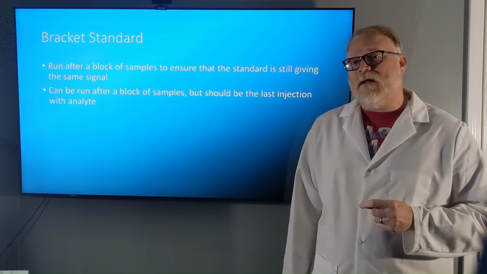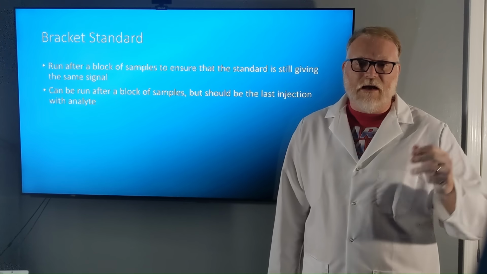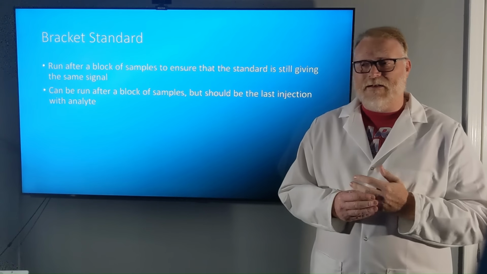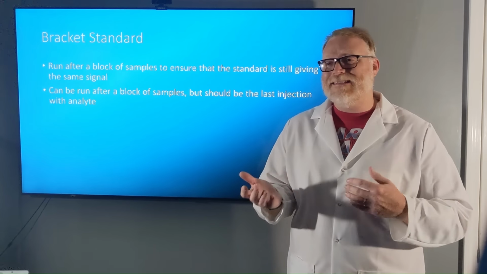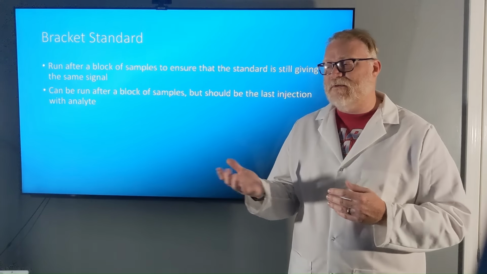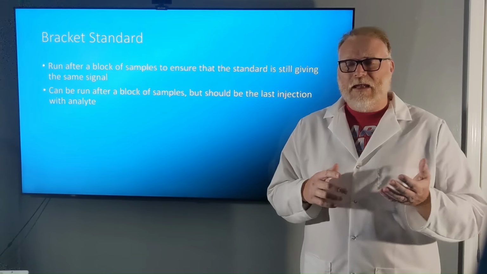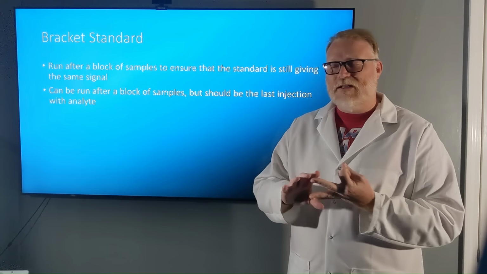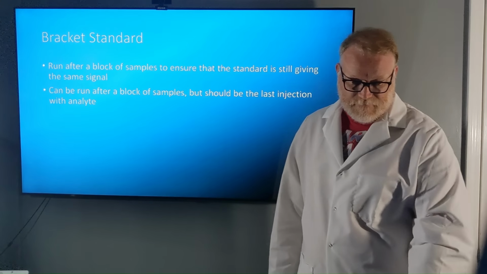Then you're going to run what's called a bracket standard. So at the very end, the second to last thing you're going to run is your bracket standard. So it's going to be an injection of your standard again. It's to ensure that your standard signal hasn't changed, hasn't dropped out, hasn't increased. There's no carryover, anything like that. So we do a bracket standard just to make sure. And that standard is going to be wrapped in, and you're going to calculate your average area. You're going to calculate your standard deviation and your RSD, this time using 6 injections rather than 5.